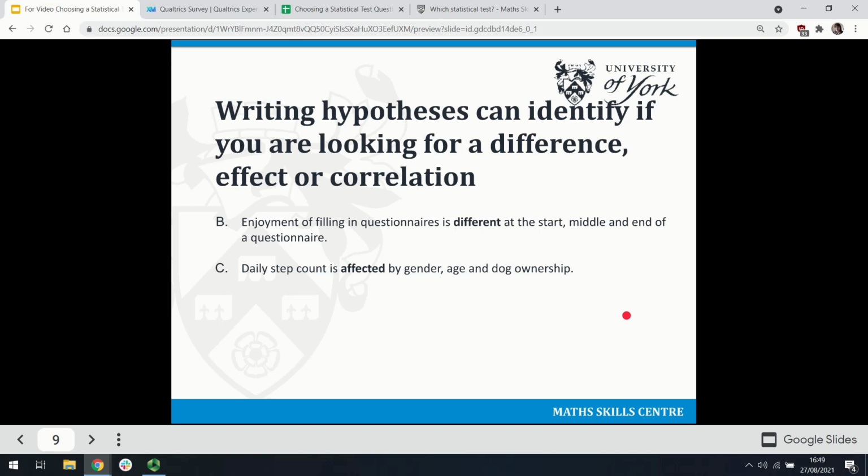So here's 2 more hypotheses I've pulled out of the questionnaire. So B is that enjoyment of filling in questionnaires is different at the start, middle, and end of a questionnaire. So I know that I'm looking for a difference between these 3 time points. And then C is that daily step count is affected by gender, age, and dog ownership. So I know that there's 3 variables there that I'm hypothesizing might affect someone's daily step count.